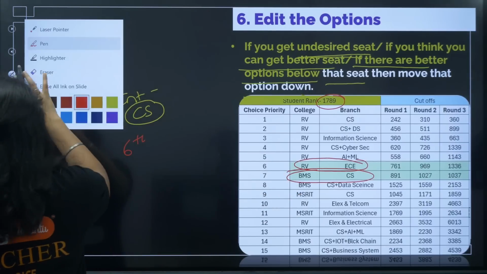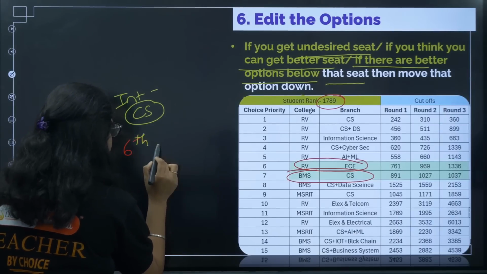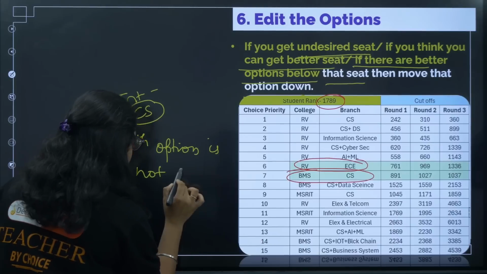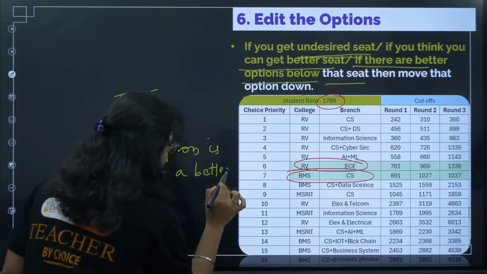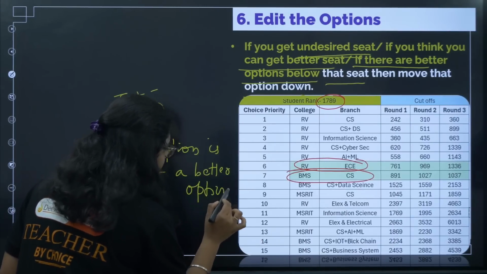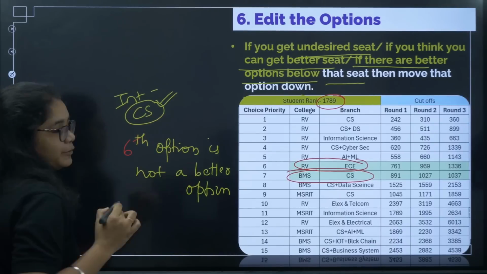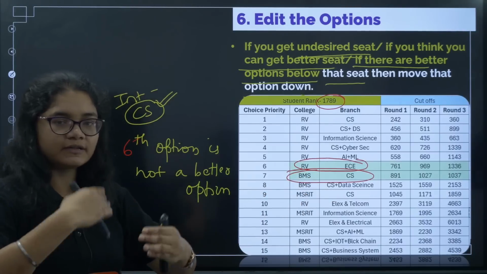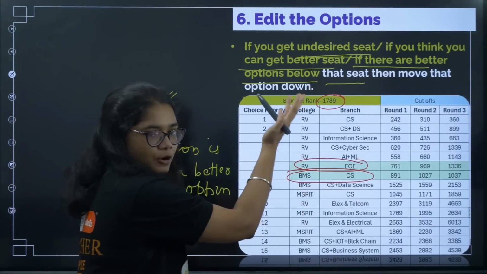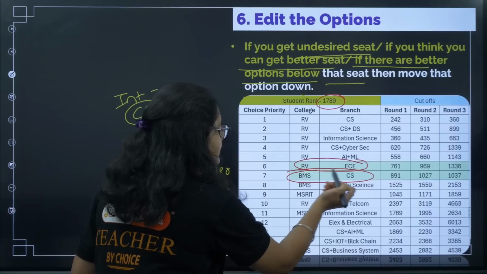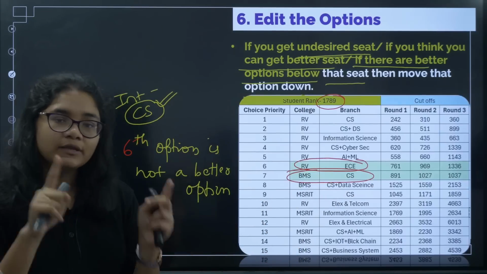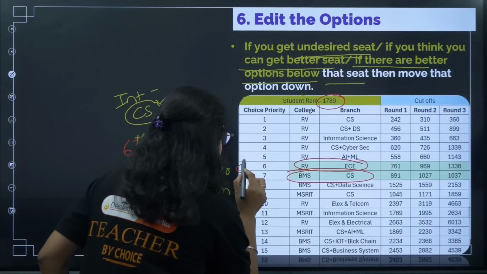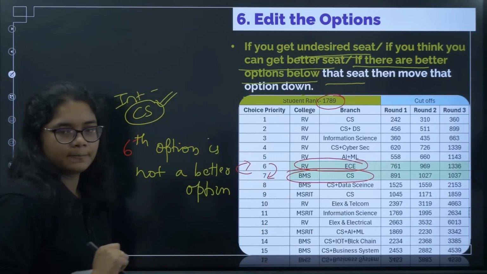So I can consider for this particular student the 6th option is not a better option. The reason is the student is interested in computer science, but in the mock allotment or the further rounds, you will get the upper options. Here you can see the student has put ECE in the 6th option. So here the student needs to alter. What the student has to do, the 7 should go here and this one should come here.